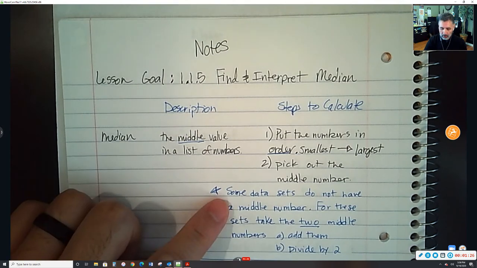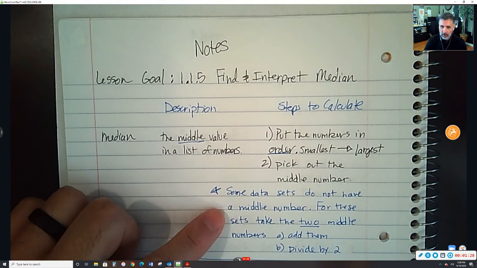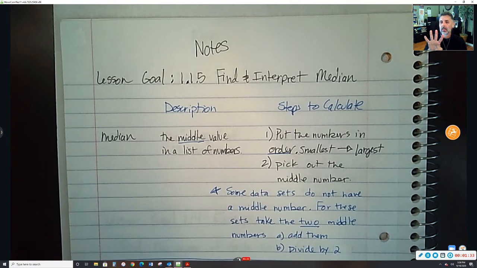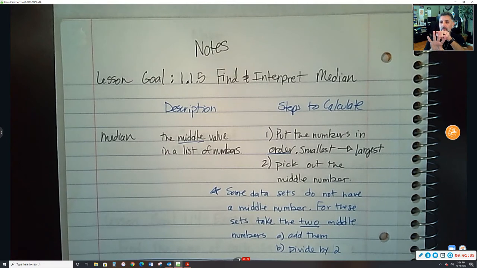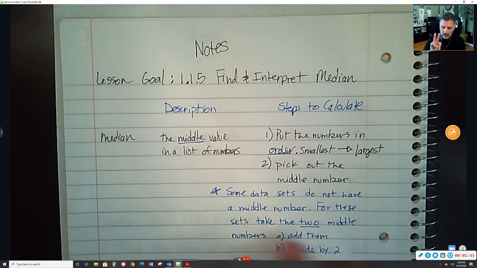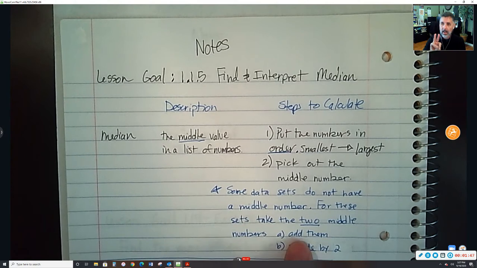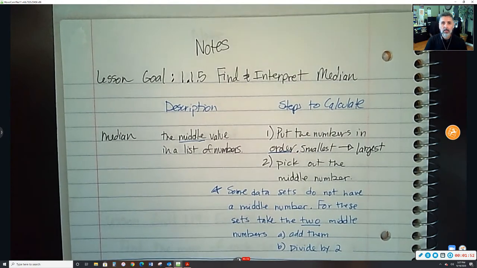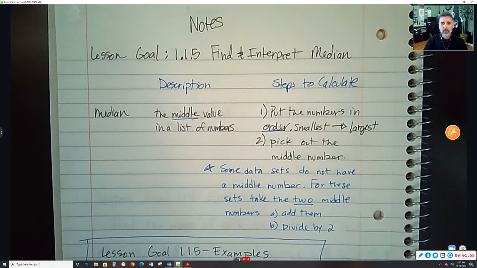Sometimes you do run into a set of numbers that do not have a middle number. Let's say 4, right? There is no middle number inside 4. Okay, so what you'll do is you'll take these two numbers, and this is right here. For these sets, take the two middle numbers, you're going to add them and divide it by 2. Okay, so that's pretty much the whole explanation of median.